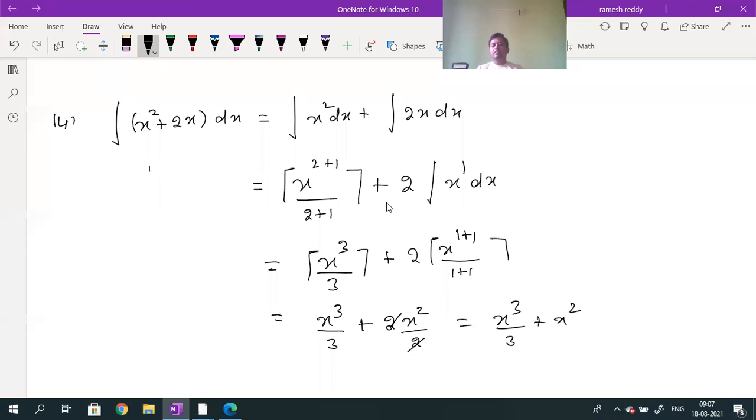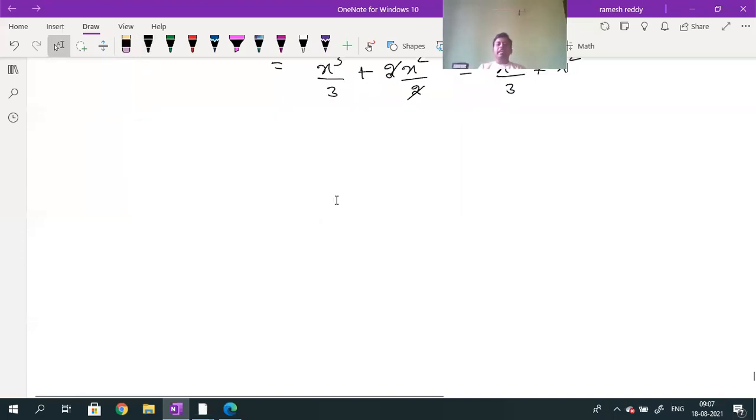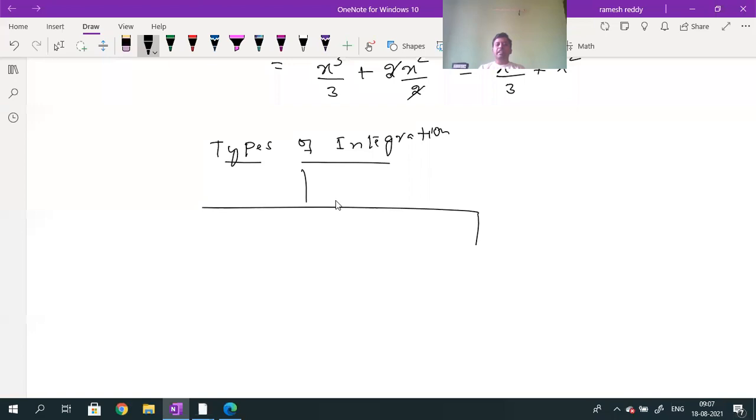Okay? Final answer for this. After completion of this, generally the types of integration. What are the types of integration? Integration is mainly of two types. One is the definite integration, another is the indefinite integration.